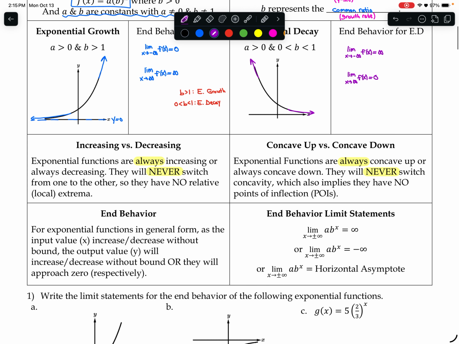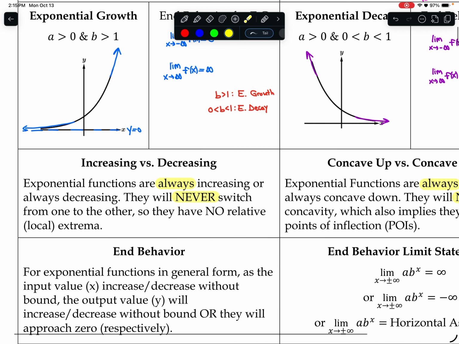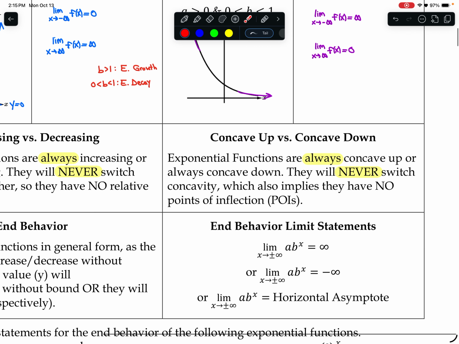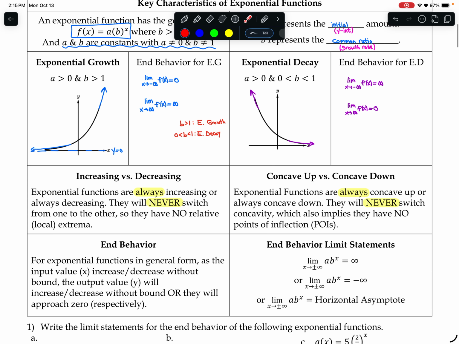Now looking at increasing, decreasing, and concavity for these exponential functions, just know that exponential functions are always increasing or always decreasing. They're not going to switch directions. Same idea with concavity: they're always concave up or always concave down. They never switch.